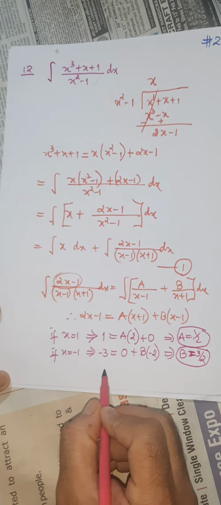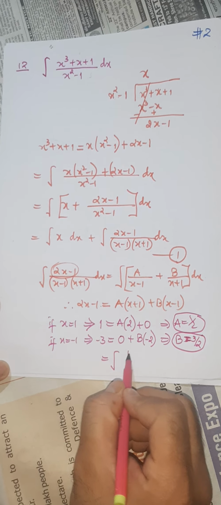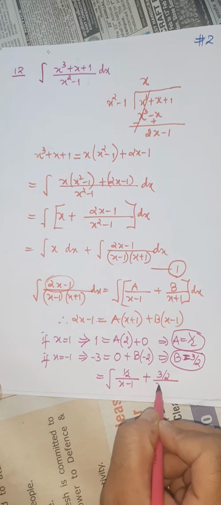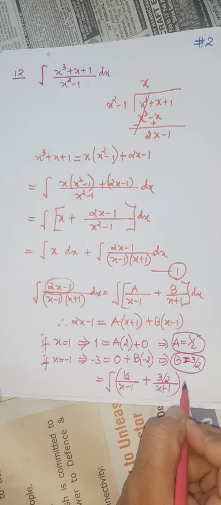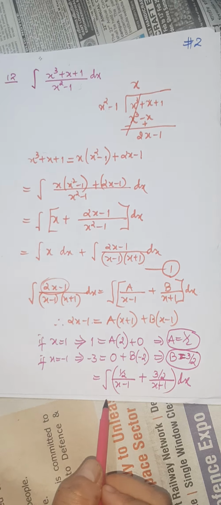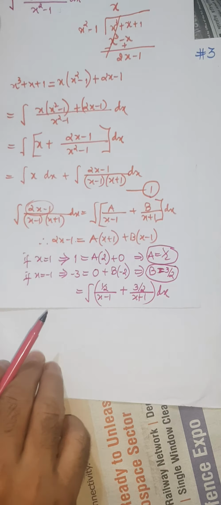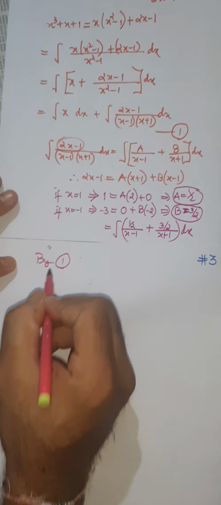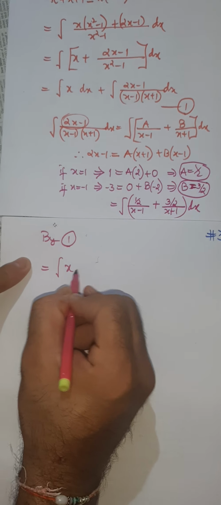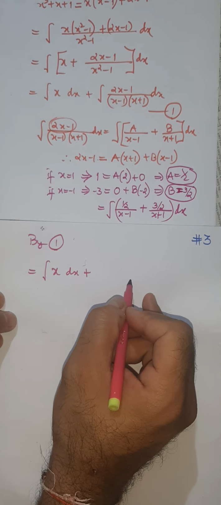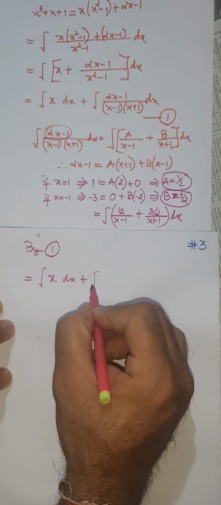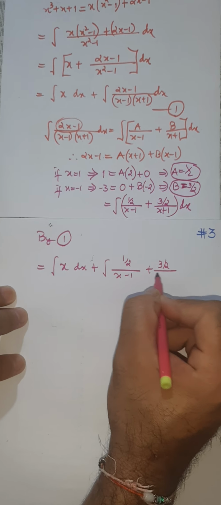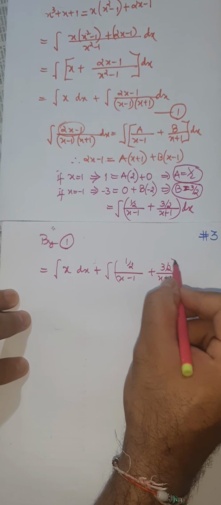So therefore here (1 upon 2) upon (x minus 1) plus (3 by 2) upon (x plus 1). This is the reduced integral. So by 1, if I write by 1, we have here integral of 1 plus half upon (x minus 1) plus (3 by 2) upon (x plus 1). This is the final simplified form, remember.